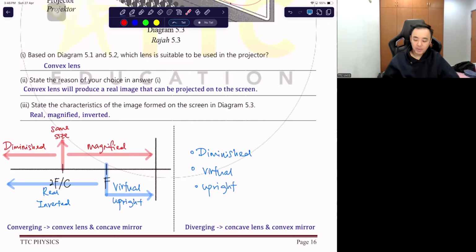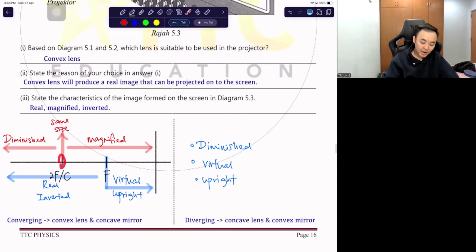The ultimate concept of this is based on 2 points only. 2F and C determine the size. Here, same size. Anything less than 2F, magnified. Anything more than 2F, diminished. And then for F, anything at F or less than F is virtual. More than F is real. Real and inverted go together. Virtual and upright go together.